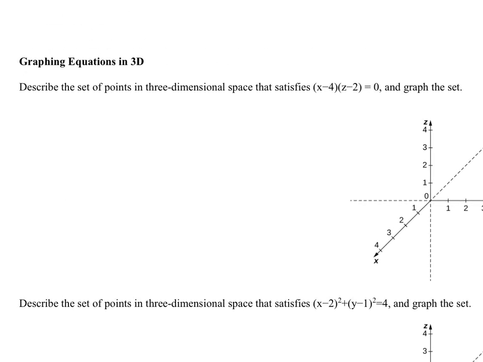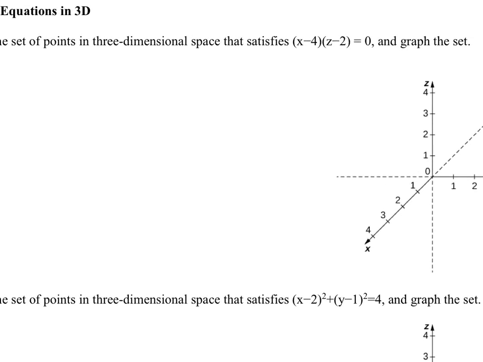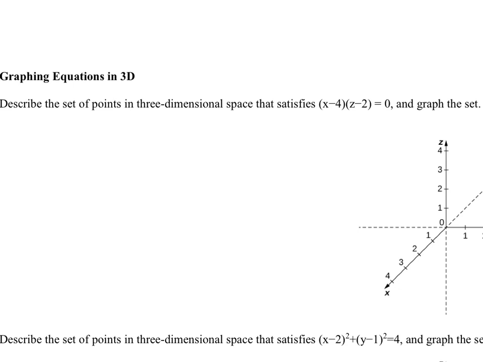All right. Very generous. So we have a relation here, x minus 4 times z minus 2 is equal to 0. In factor form, you have the zero product property. It would be true if x minus 4 is equal to 0, or z minus 2 is equal to 0.